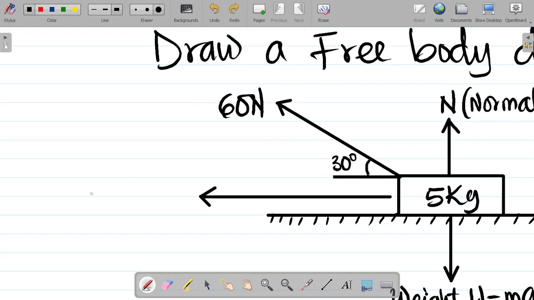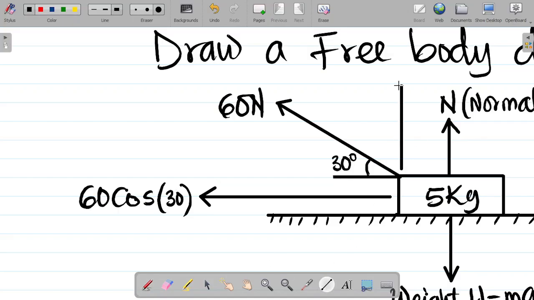the force, that's 60 cosine of the angle, which is what there? 30. That's the horizontal component. While the vertical component, which goes upward here, will be what there? 60 sine 30. But we don't need that one, okay? So we'll just take the horizontal.